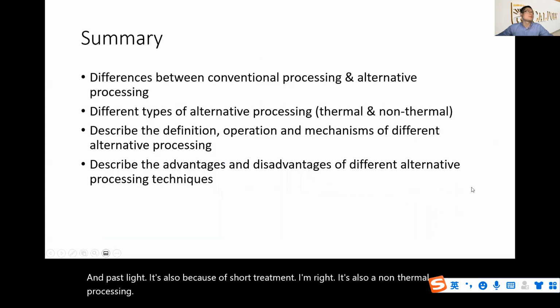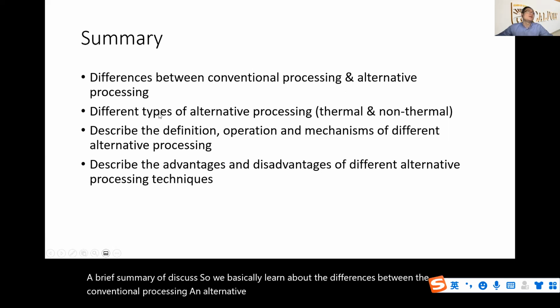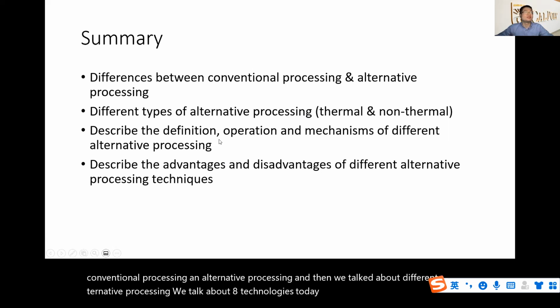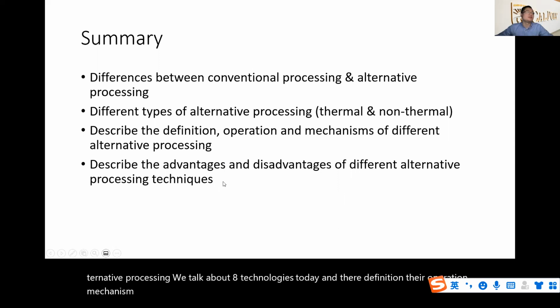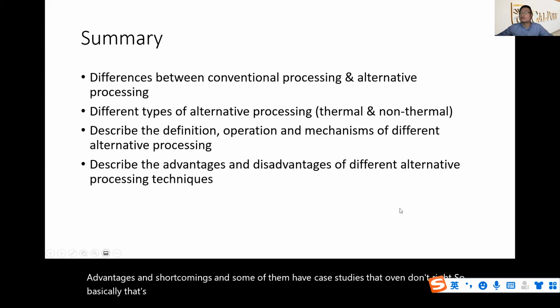Okay, so a brief summary of this class. We basically learned about the differences between conventional processing and alternative processing, right? And then we talked about the different alternative processing technologies. We talked about 8 technologies today, their definitions and their operation mechanisms. And finally, we covered their advantages and shortcomings, and some of them have case studies, some of them don't. So basically, that's all about our lecture today.